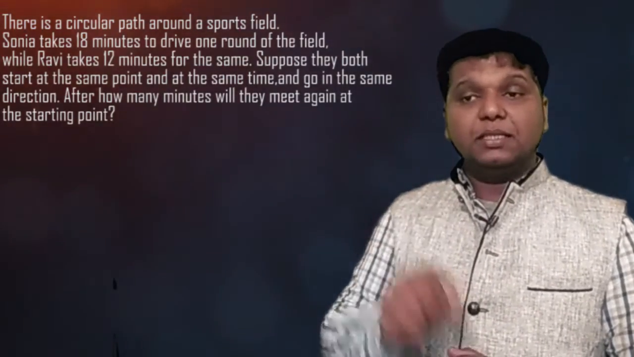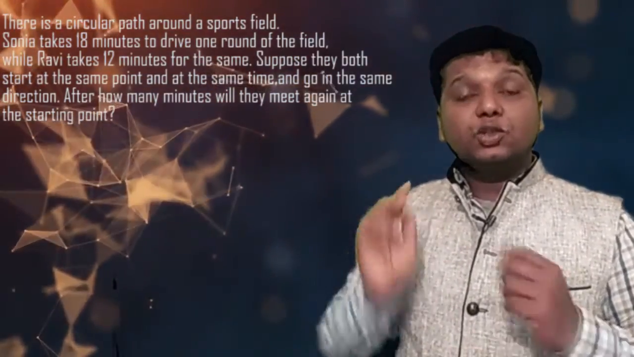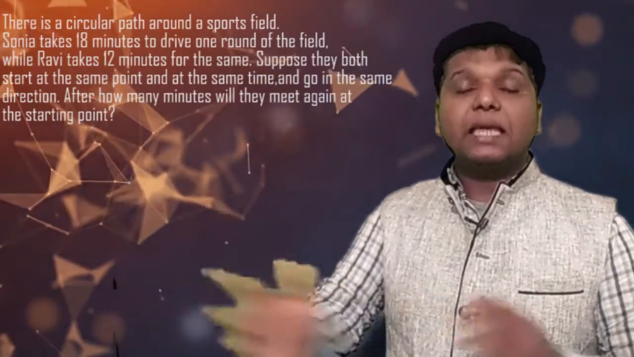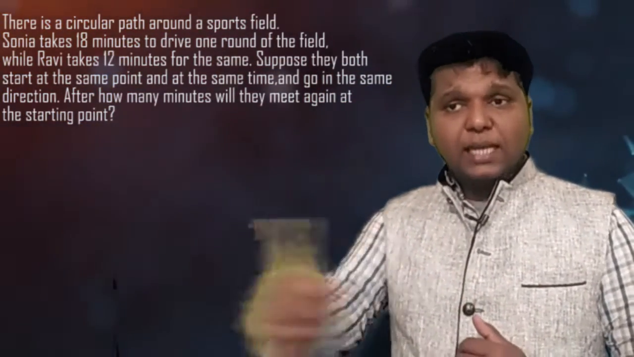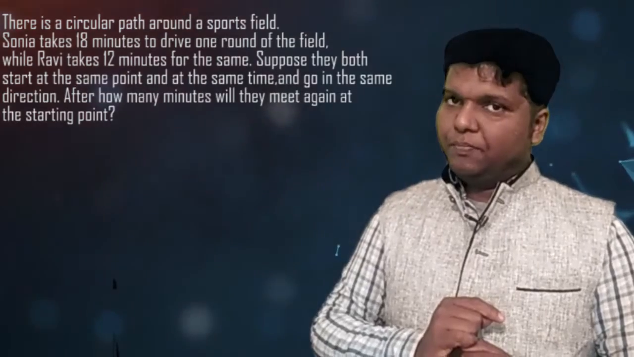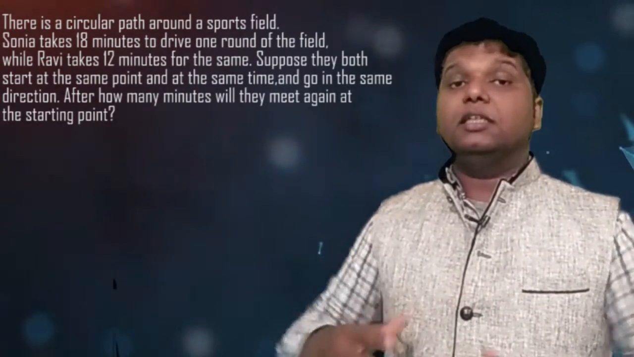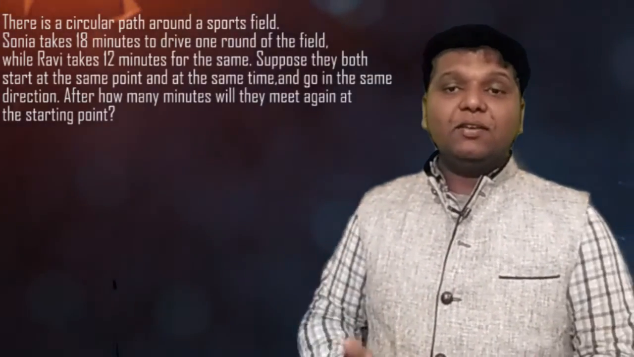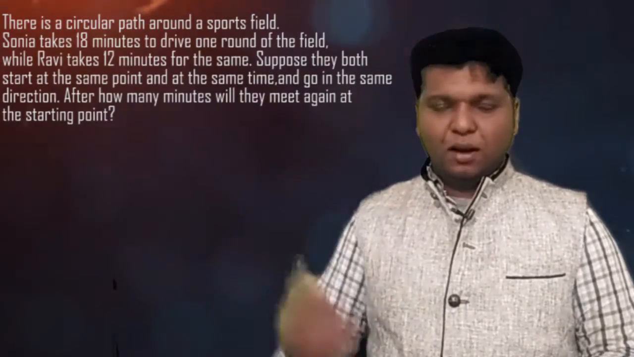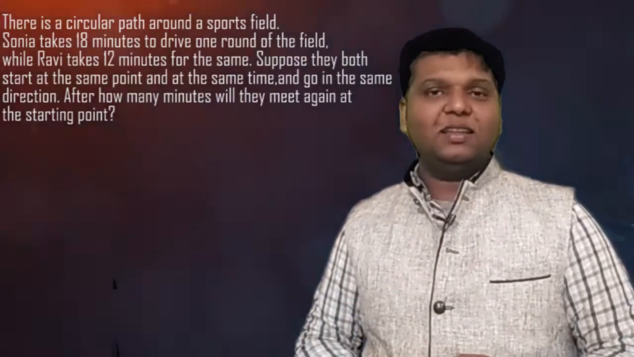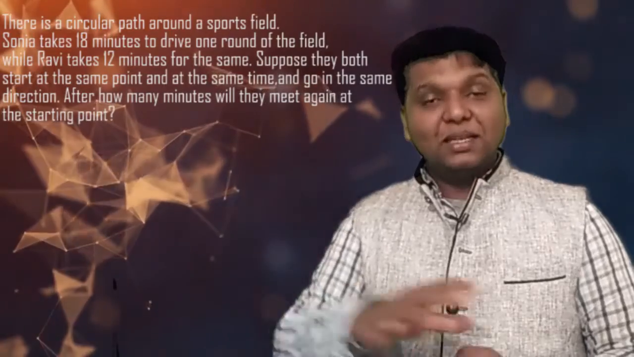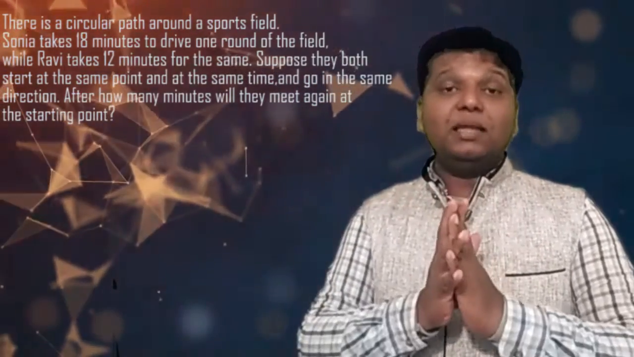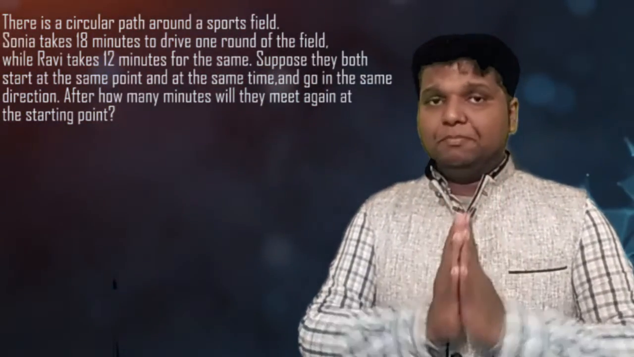At the same time, see the question, Ravi takes 12 minutes to complete the same round. That means if Sonia is running, she will take 18 minutes. And if Ravi is running, he is much faster. He can complete one round in 12 minutes. He is much stronger, that's what it means, right? So he will complete that round in 12 minutes.